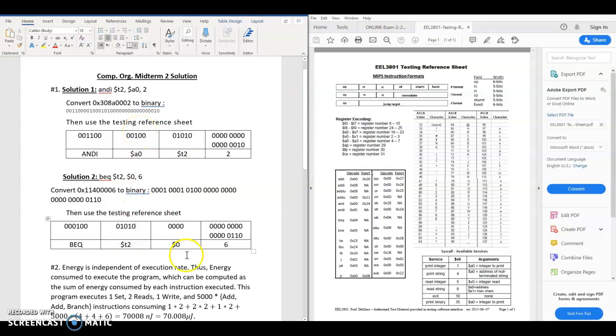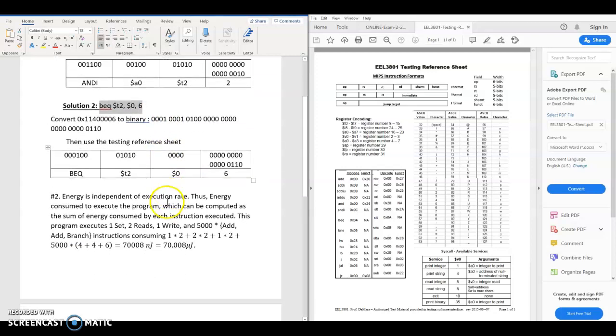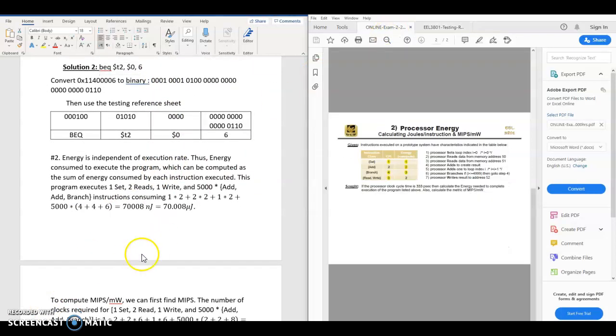It's an I format instruction, which means there are 5 bits here, 5 bits here, and 16 bits. So these 5 bits are 10, which corresponds to register T2 like we've seen before. Then 00000 is just the 0 register, and these 16 bits represent 6 in decimal. So this instruction is going to be branch equal T2, 0, 6.